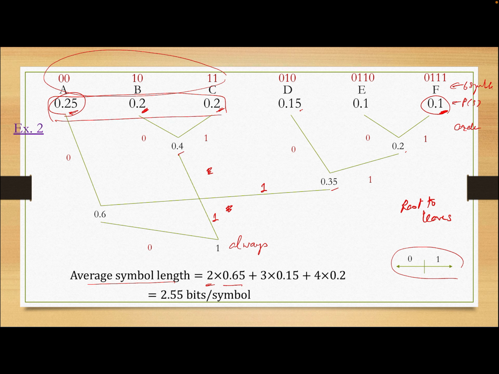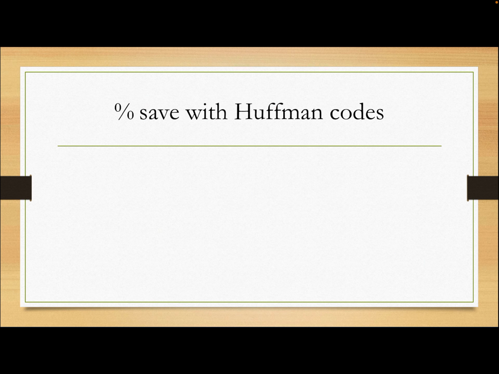Then we find the average length. Length of 2 is these 3, with probability 0.65. Length of 3 is this one, with probability 0.15. Length 4, with probability 0.2. We get 2.55 bits per symbol on average.